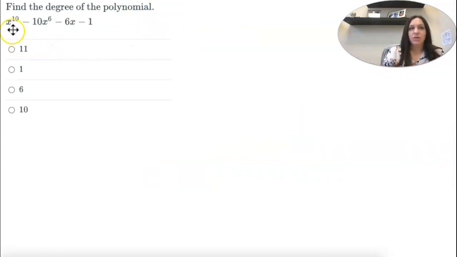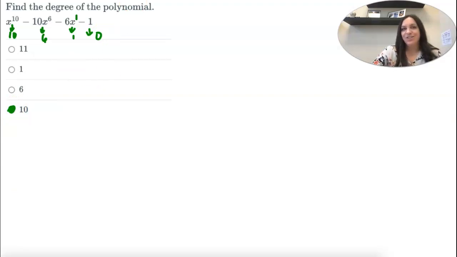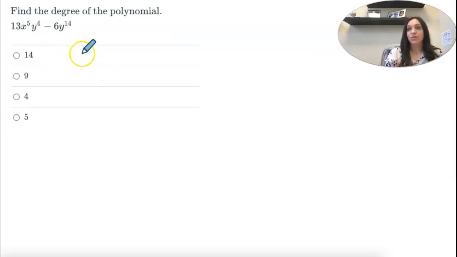Look at your exponents. This degree is 10. This degree is 6. This degree is 1, x to the first power. This degree is 0. So then it's the largest number, 10. But then things change, and sometimes we get two variables.